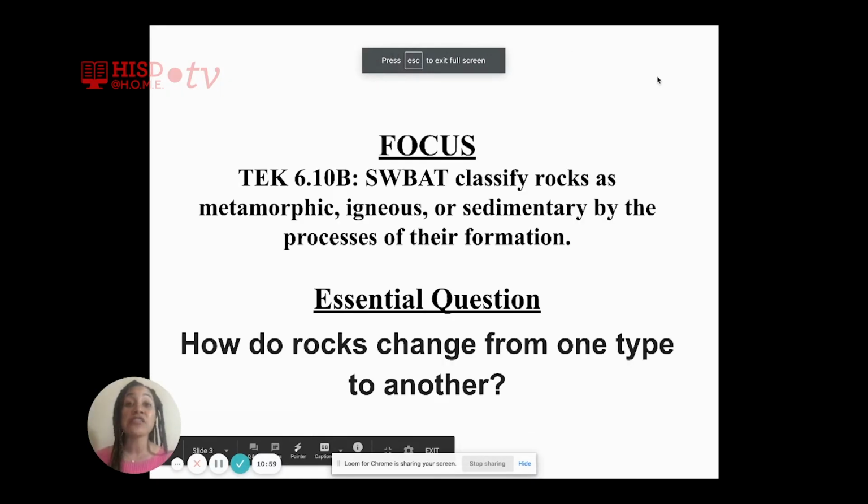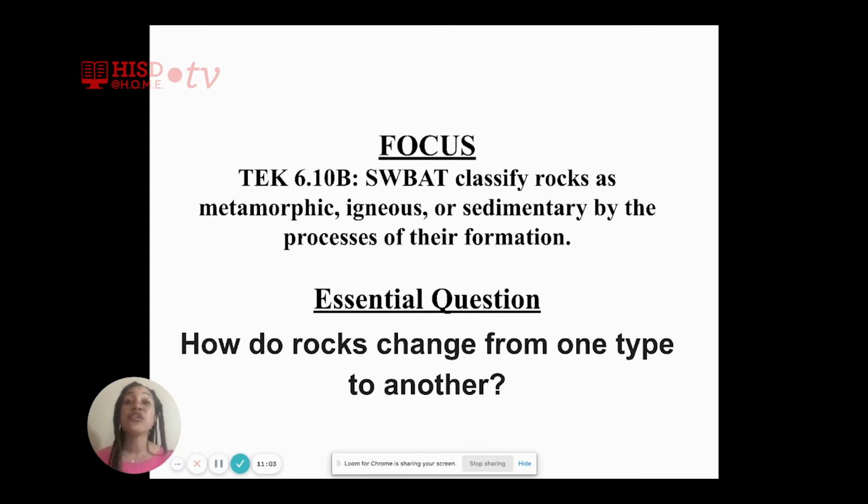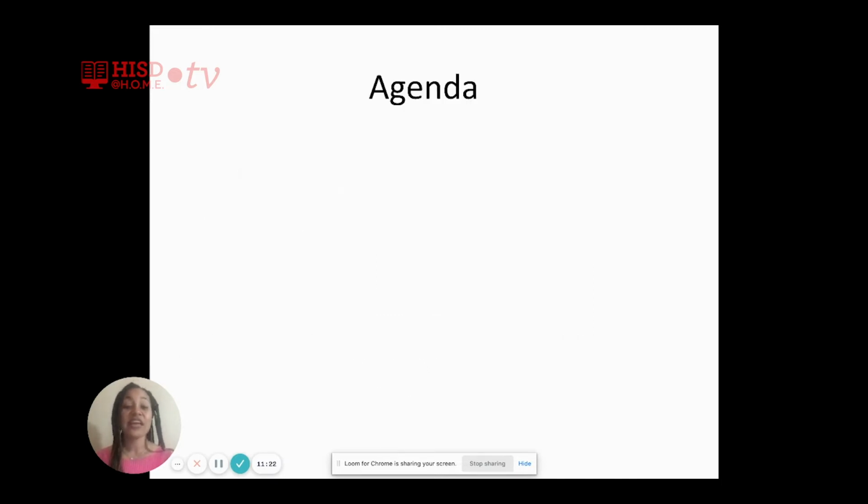So the focus for today is TEK 6.10b. Students will be able to classify rocks as metamorphic, igneous, or sedimentary by the process of their formation. Our essential question for today's session: how do rocks change from one type to another? So our agenda.